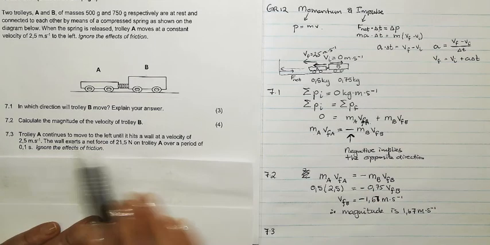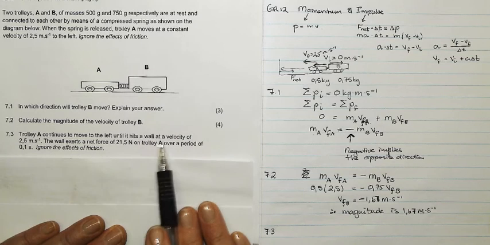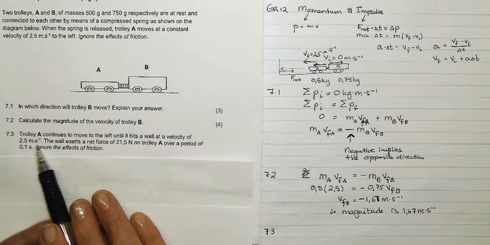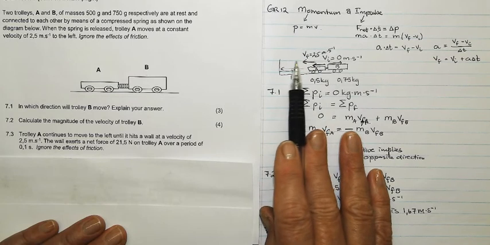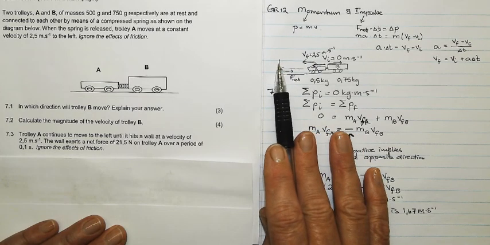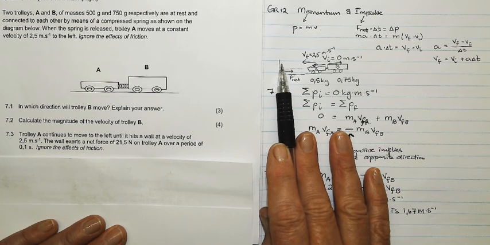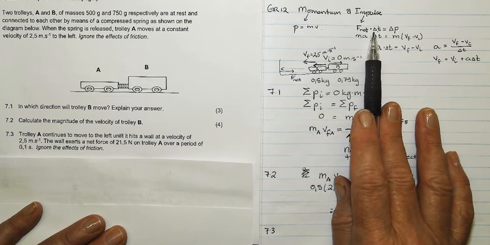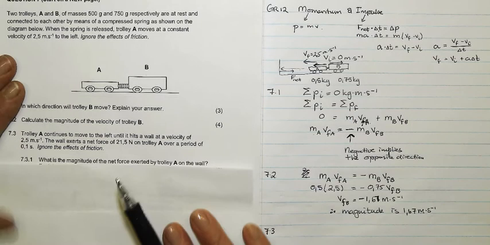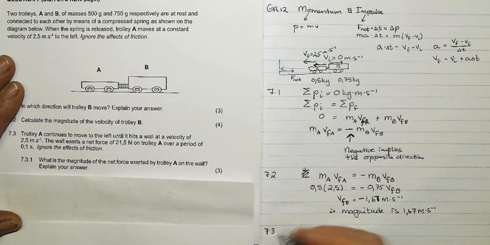Trolley A continues to move to the left until it hits a wall at a velocity of 2.5 meters per second. So remember, it says there's no friction, so this thing moves at a constant velocity until it hits the wall. The wall exerts a force, a net force of 21.5 newtons on trolley A over a period of 0.5 seconds. So my thinking is that it will be an impulse related question, this one. Continue to ignore the effects of friction.